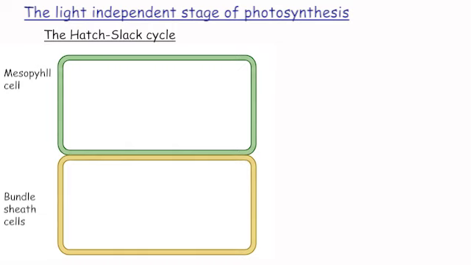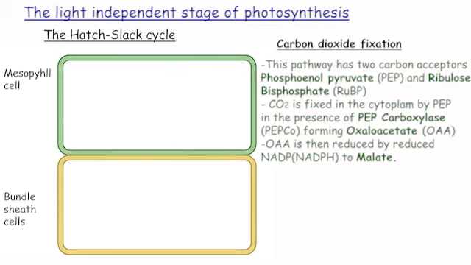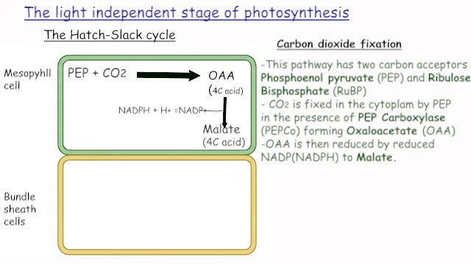Now the Hatch-Slack pathway has 2 carbon acceptors, that is phosphoenolpyruvate or PEP in the mesophyll cells, and RuBP, which I already talked about, in the bundle-sheath cells. Carbon dioxide is fixed in the cytoplasm of the cells by PEP in the presence of PEP carboxylase, forming oxaloacetate, which is a 4-carbon acid. Now the oxaloacetate is then converted to malate. To be specific, the oxaloacetate is reduced to malate using the hydrogen from reduced NADP, and that's how malate is formed. So the reduced NADP is then oxidized to NADP.